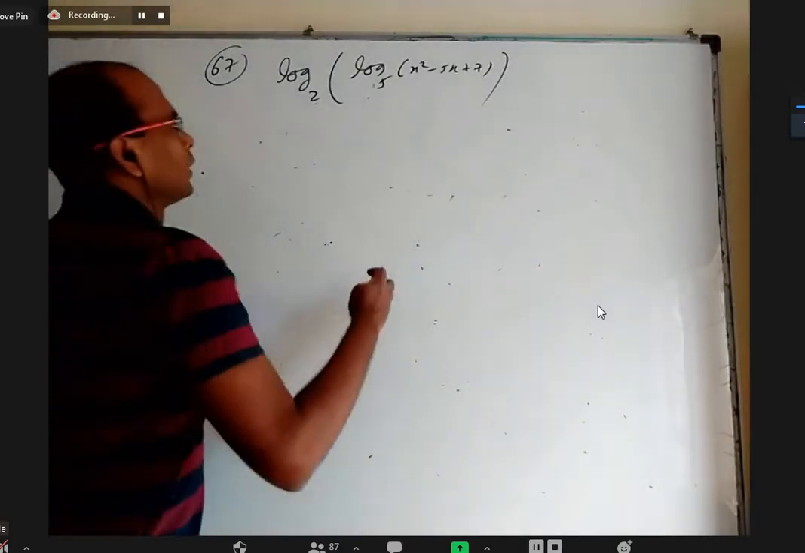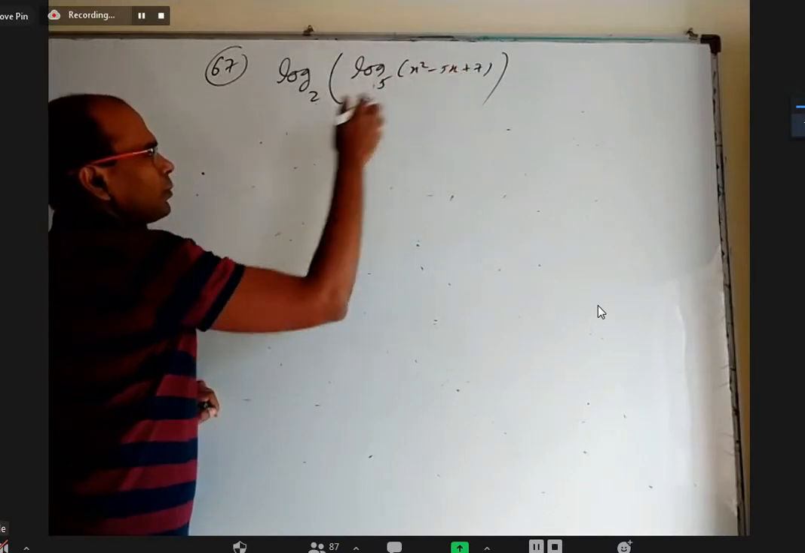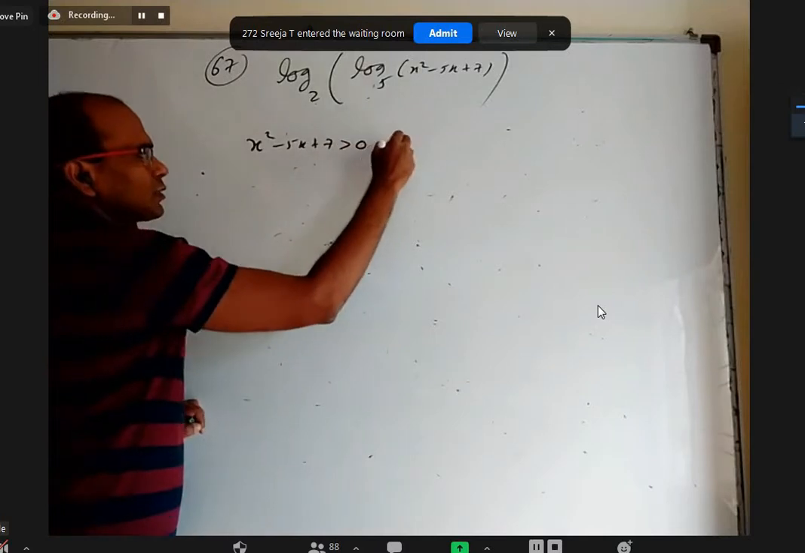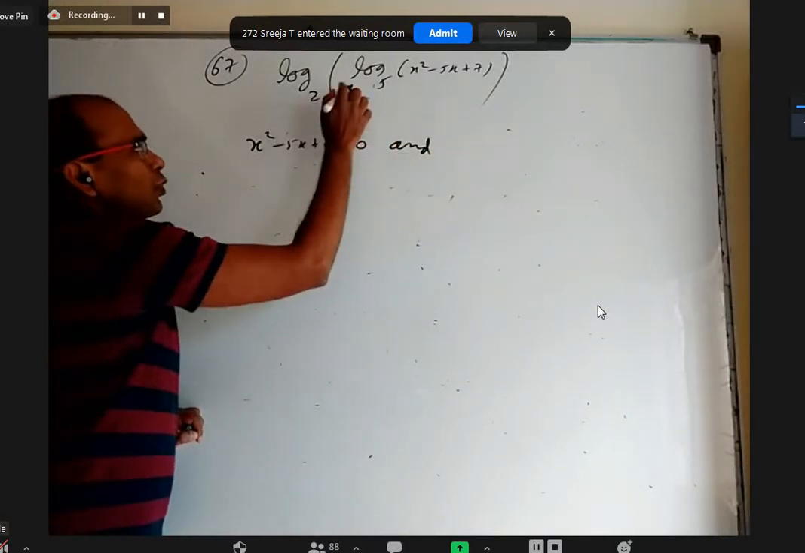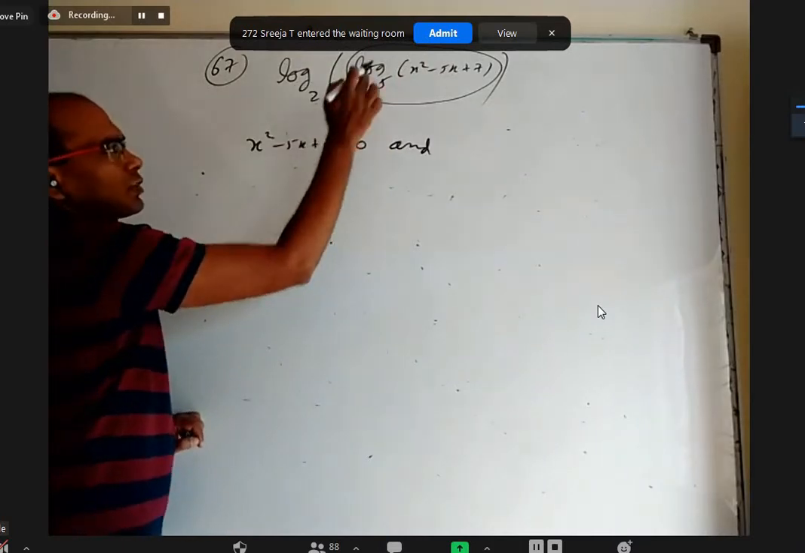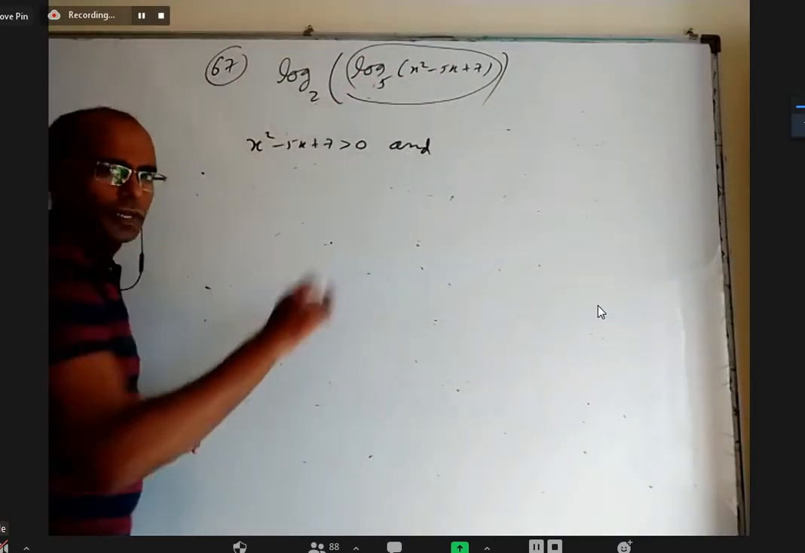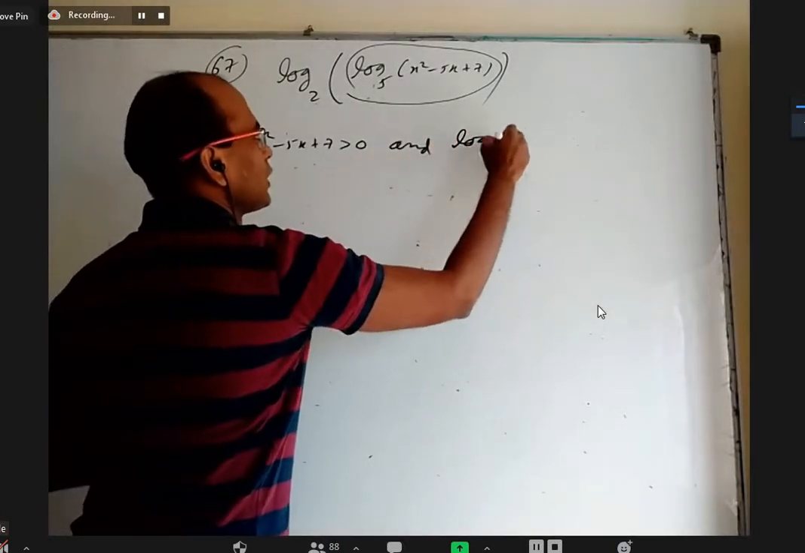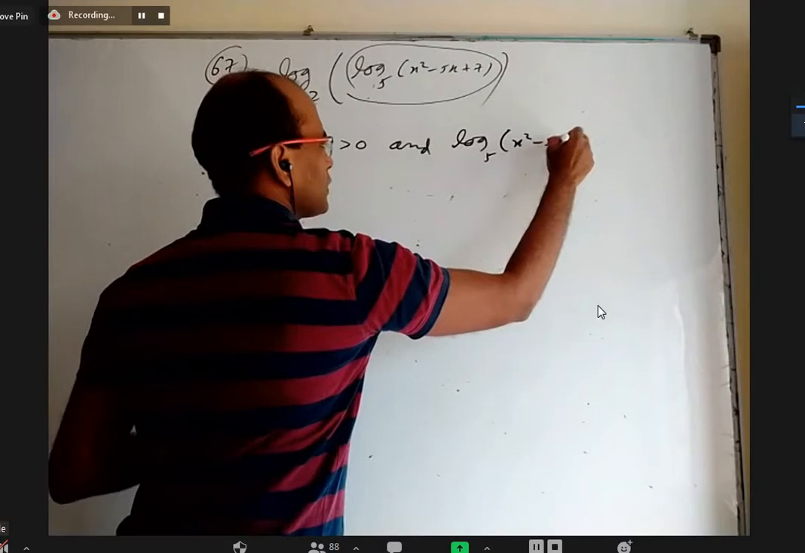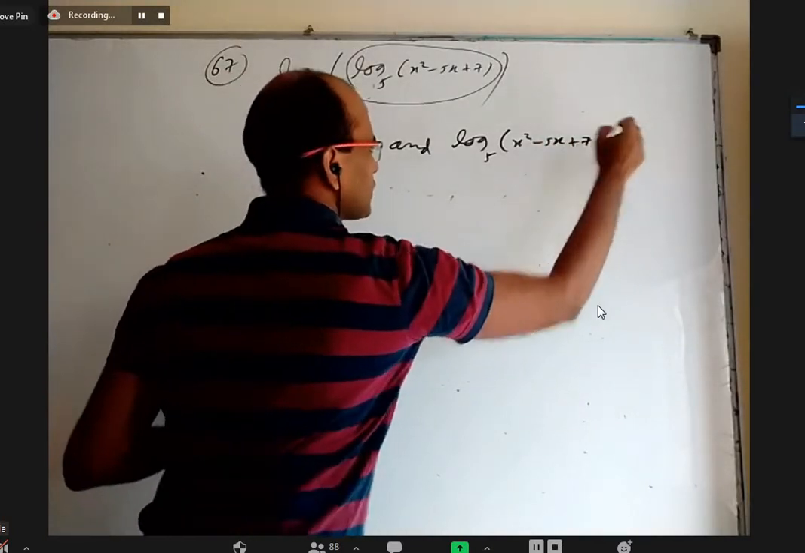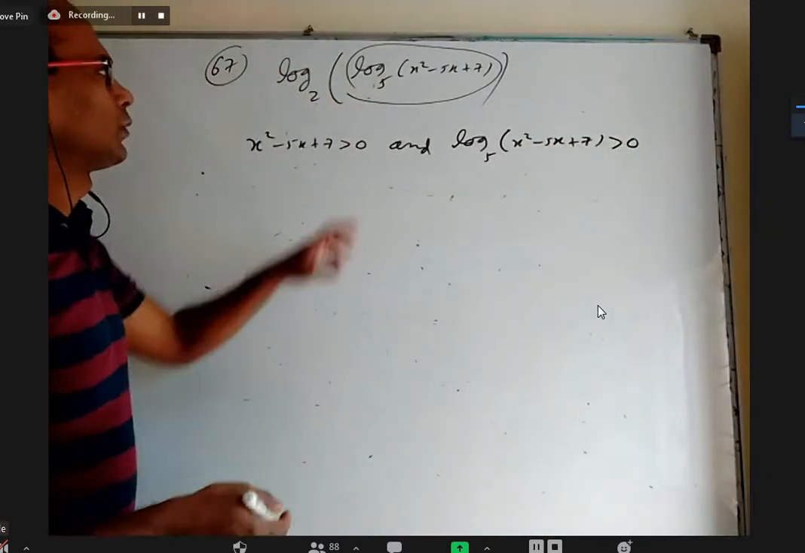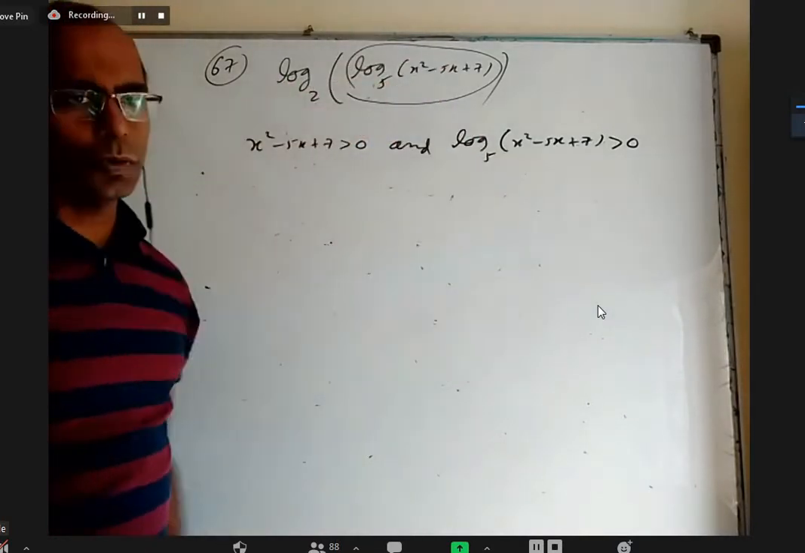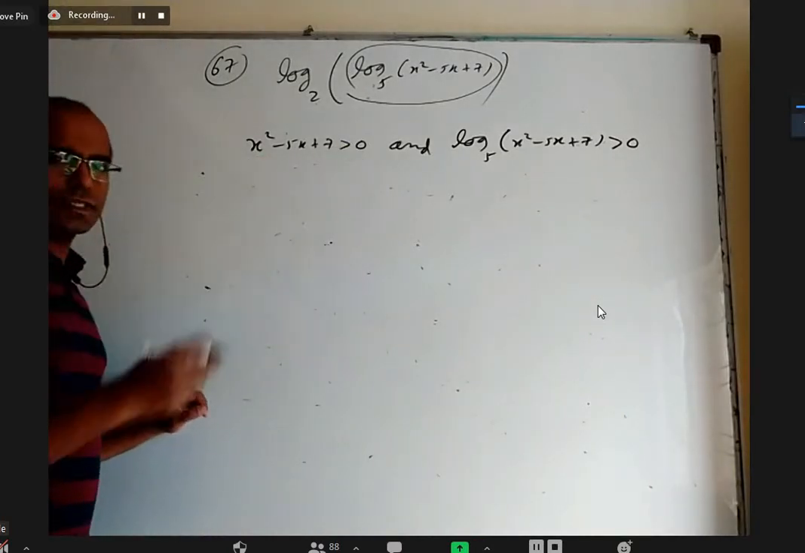Anyway, what is inside the inner log? That should be positive. So x square minus 5x plus 7 should be greater than 0. And this whole thing is inside this log. So that also should be positive, because if it is negative, log of that is not defined. So even log with base 5 of x square minus 5x plus 7 should be greater than 0. What is inside this log? That whole thing should be positive. Anybody doubt about this step?